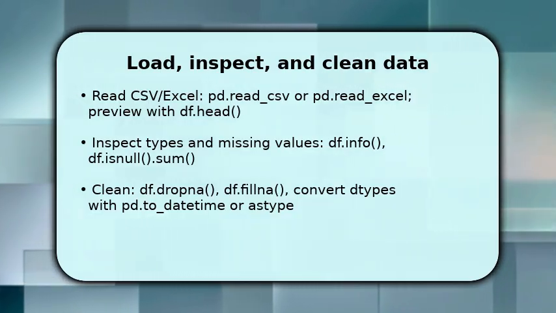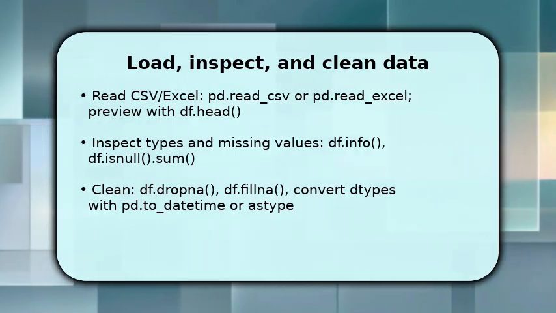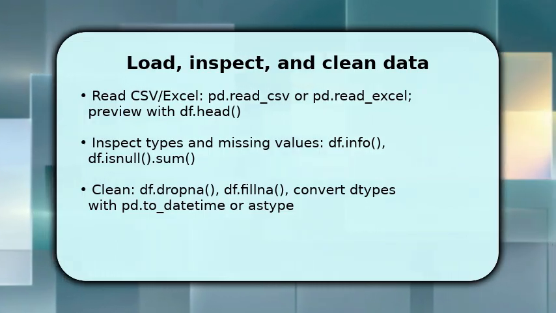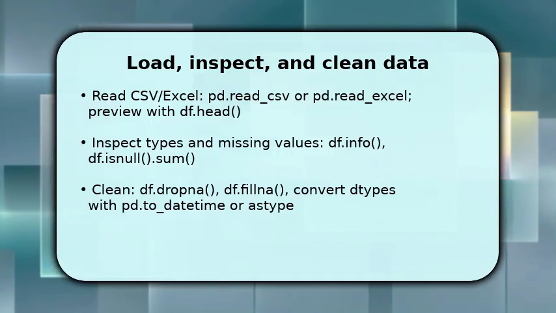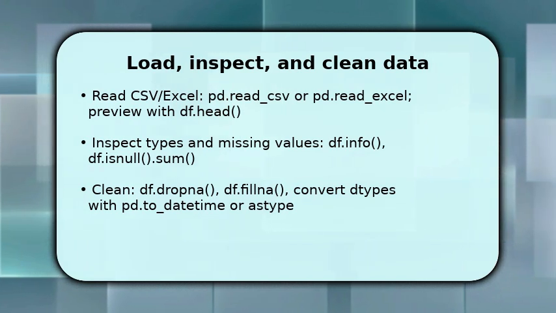Then clean: drop irrelevant columns, fill or drop missing rows, and convert date or numeric columns with pd.to_datetime and pd.to_numeric. While you clean, make small, testable changes and rerun previews. This helps you catch formatting quirks early and keeps the pipeline reproducible.